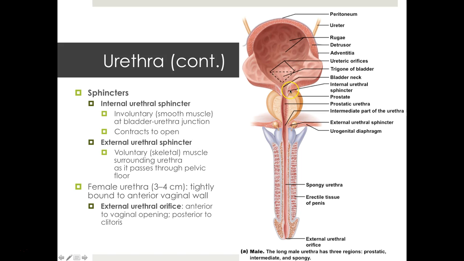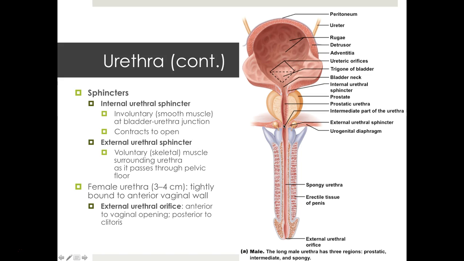So here are those sphincters that we're going to discuss. We have the internal urethral sphincter. This is made up of smooth muscle, so we have involuntary control here. And what's interesting is this muscle actually contracts to open, which is different, since we are so used to sphincters being circular muscles and contracting to close a tube. Now our other sphincter is the external urethral sphincter, and this is the one that's made out of skeletal muscle.